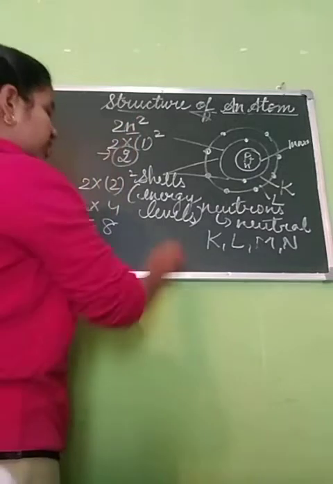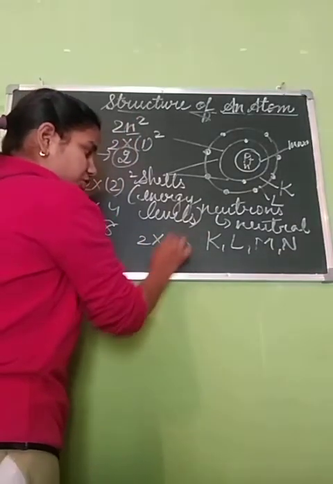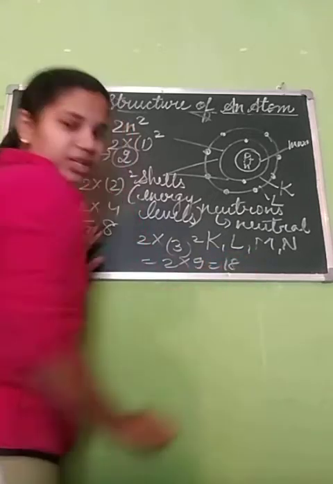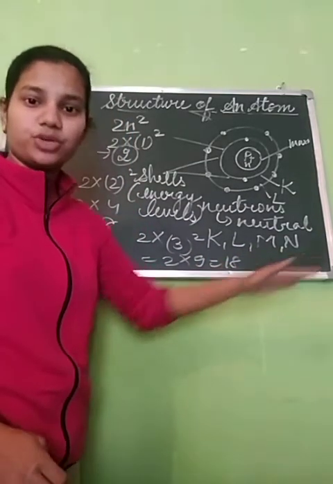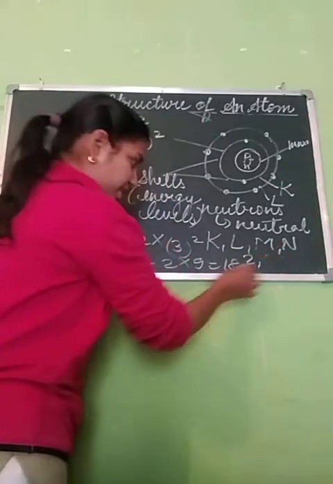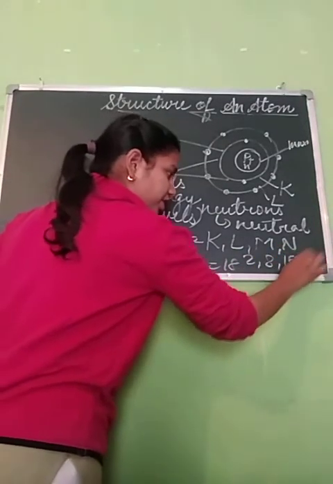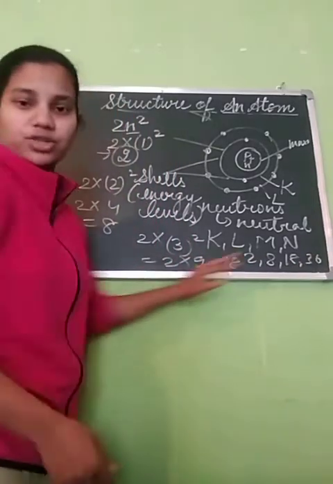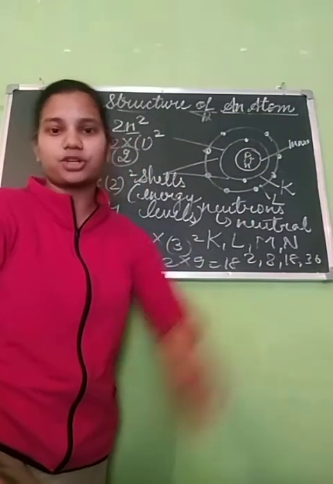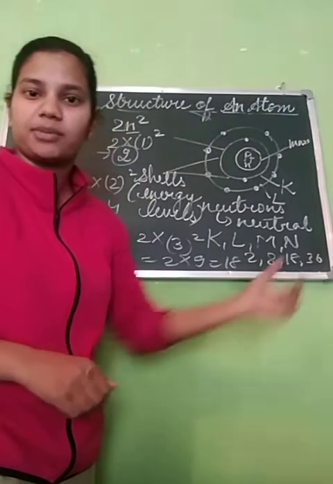For the third shell, we take 3 square, that is 9. So 2 into 9 is 18. In this way, the number of electrons you can fill in a particular shell can be told. So 2 electrons in the first shell, 8 electrons in the second shell, 18 electrons in the third shell, and 32 electrons is the maximum that can be filled in the fourth shell.